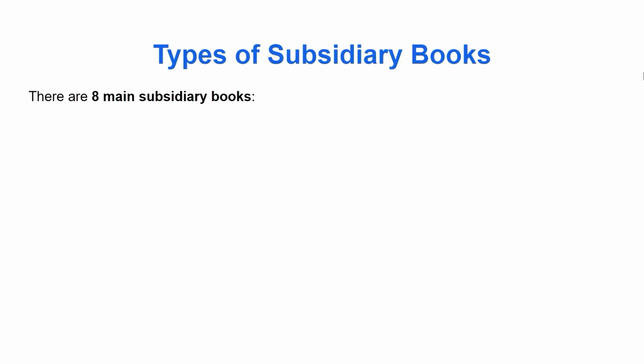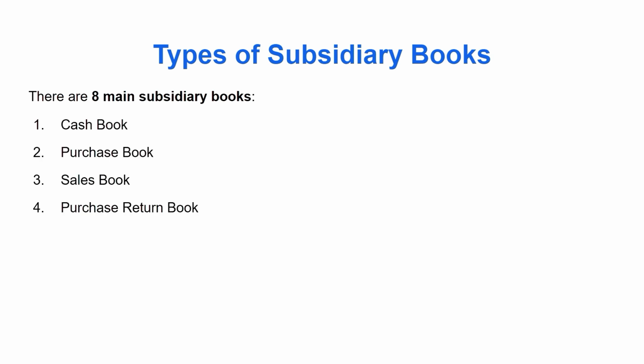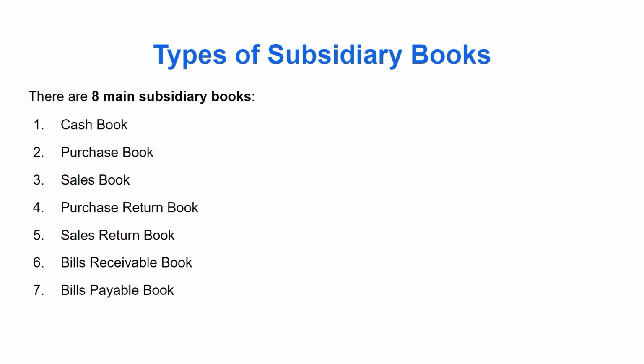Types of subsidiary books. There are 8 subsidiary books you need to know: cash book, purchase book, sales book, purchase returns book, sales returns book, bills receivable book, bills payable book, journal proper. We will go through each one step by step.